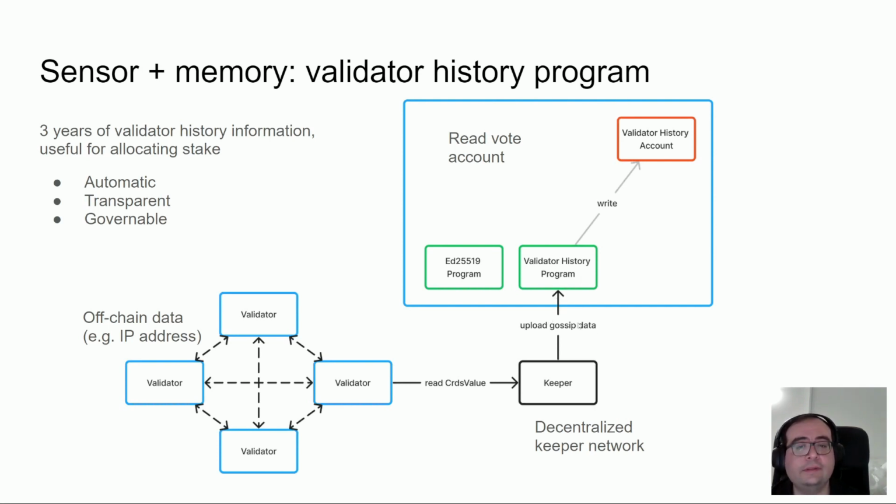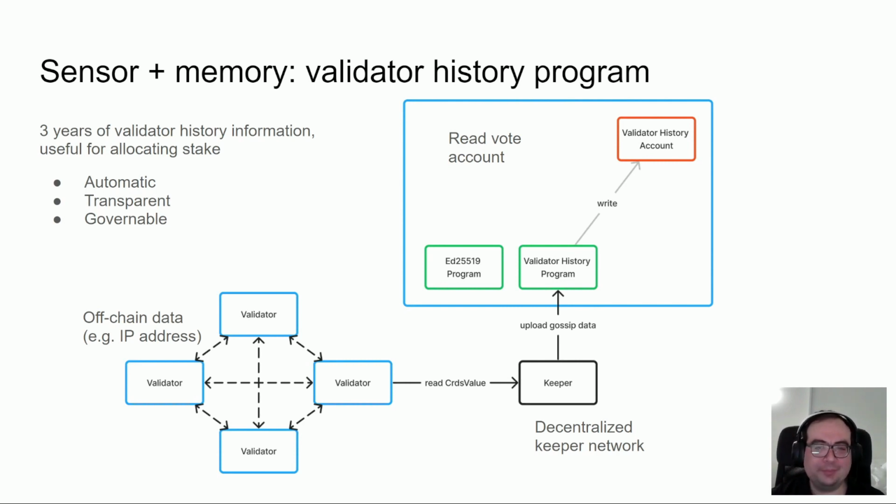Okay, so let's talk about the validator history program. The validator history program is the one that takes care of writing the validator history account, meaning that this is the program that takes care of having on-chain up to 3 years of validator history information. You need this data because the point here is to be able to autonomously or automatically, depending on on-chain strategies, assign resources, in this case stake, to different actors according to certain strategies.